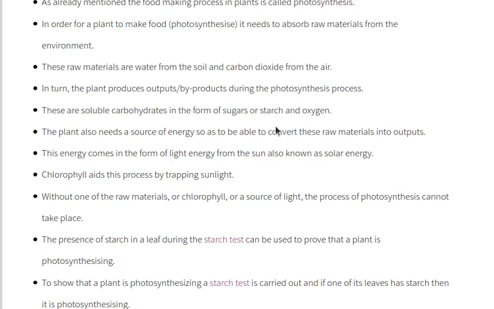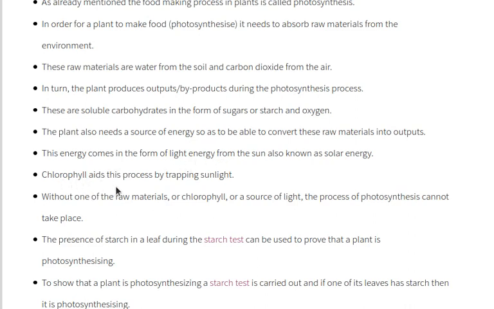Then the next thing is that the plant also needs a source of energy. Are you seeing what's happening here? We are using some form of energy to combine carbon dioxide and water from the soil to form the outputs. So the plant needs a source of energy to be able to convert these raw materials into outputs. This energy comes in the form of light energy from the sun, also known as solar energy. For us to get this light energy, we're going to be using chlorophyll.